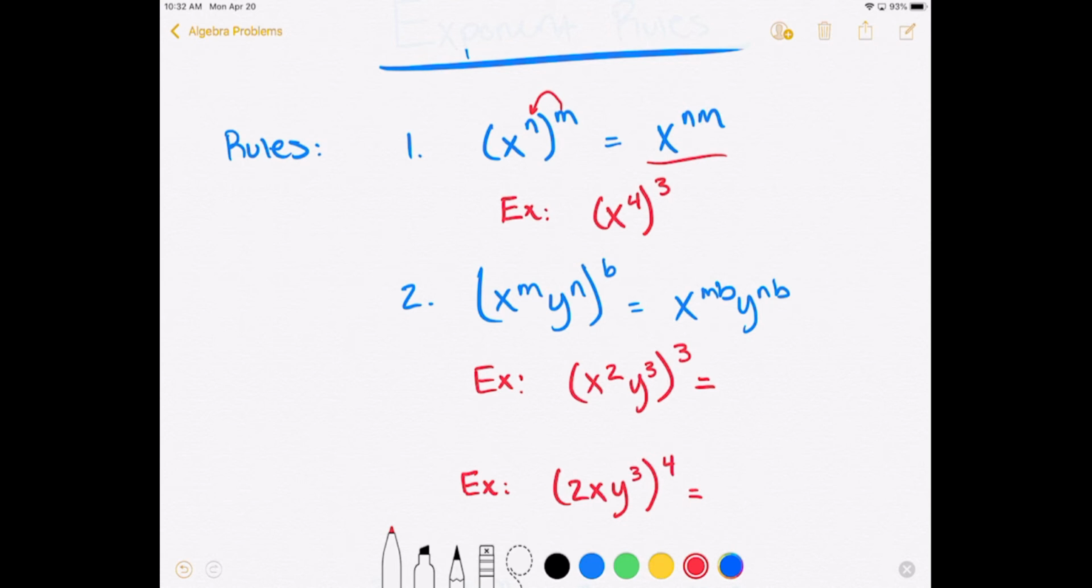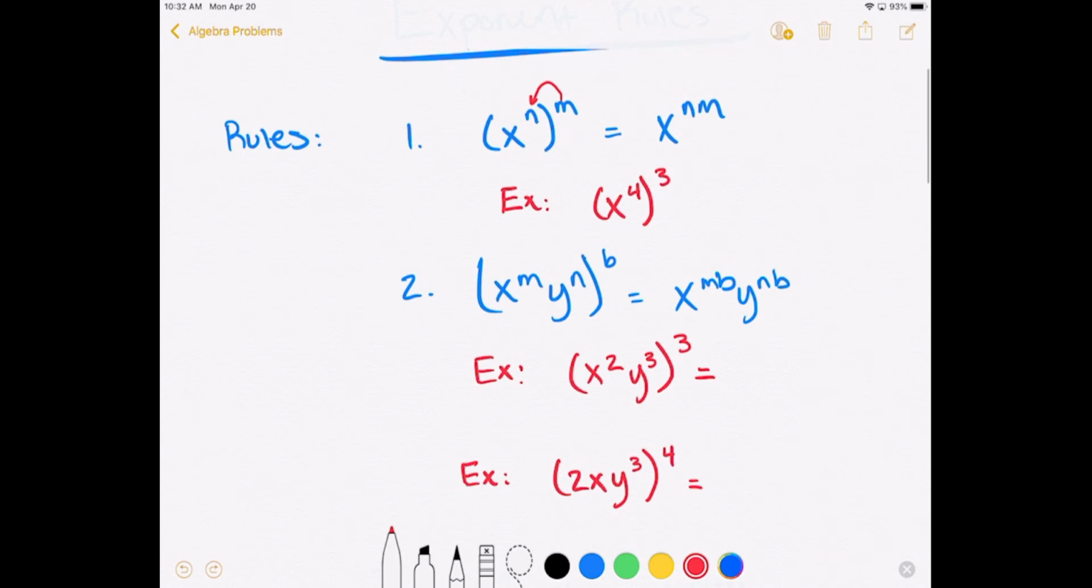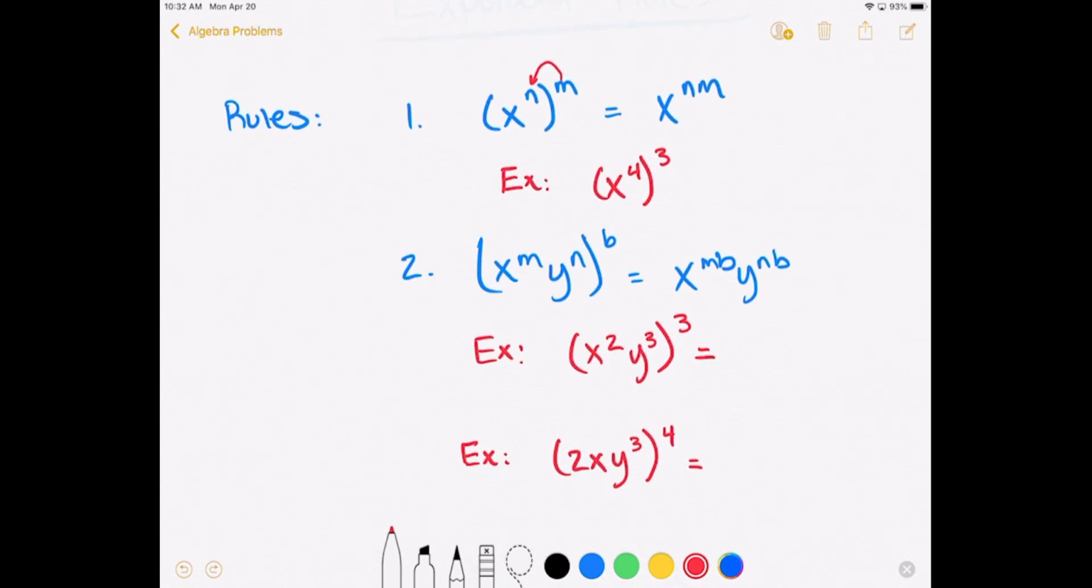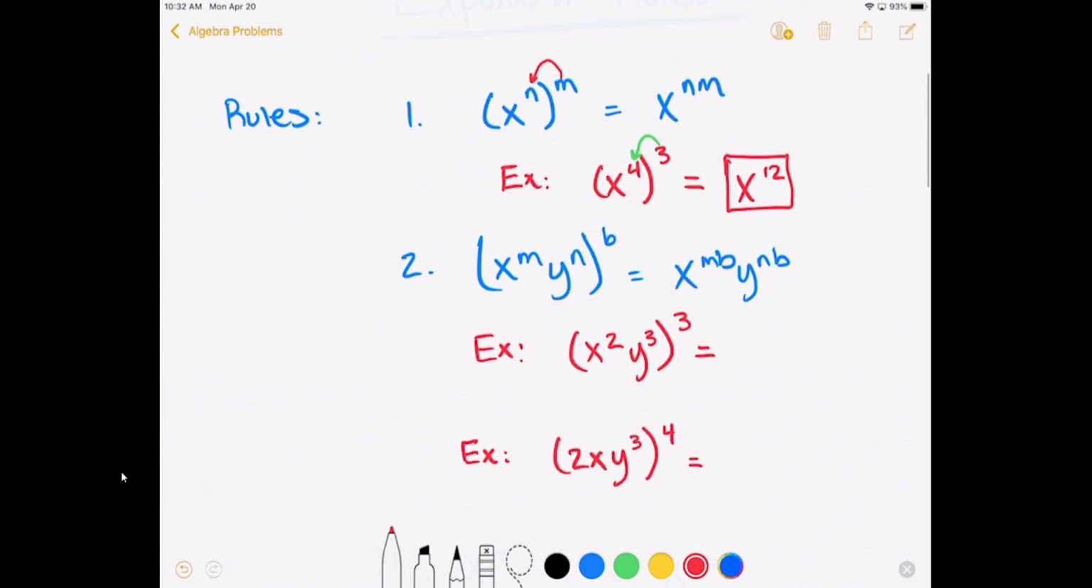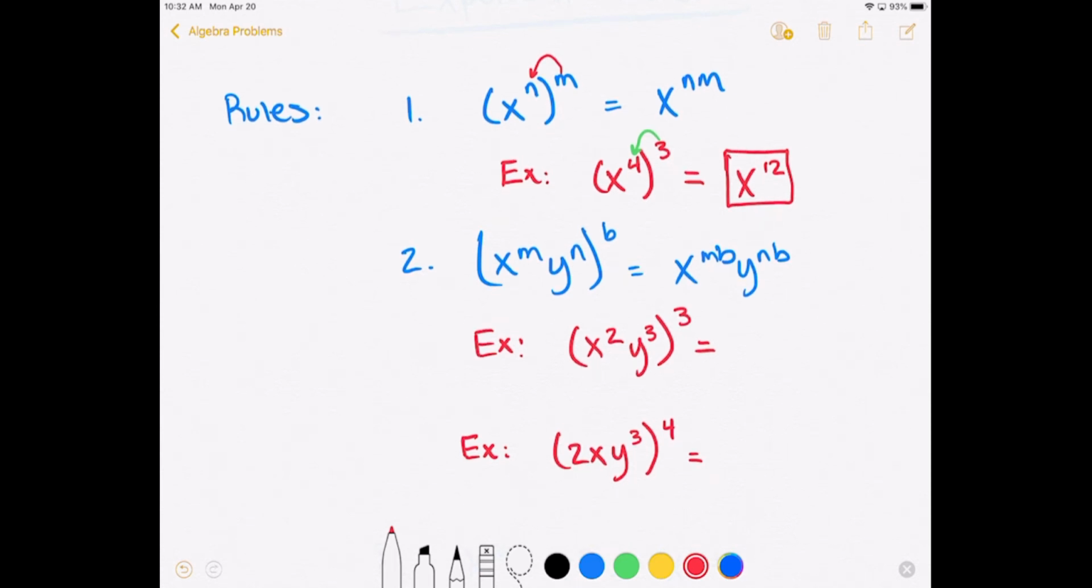Now here it's just 2 letters, because that shows the rule. So let's actually do it here. I have x to the 4th inside of parentheses, and then I have another exponent on the outside. So I'm going to take this 3 on the outside and multiply it by the exponent that's on the inside. 4 times 3 gets me x to the 12th. And that's our first rule. Now, the next one is very similar.